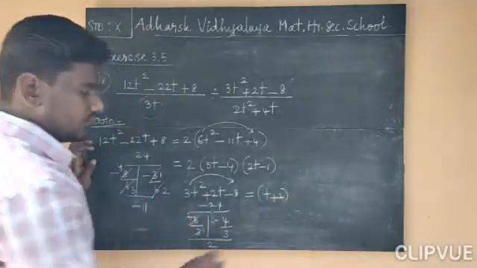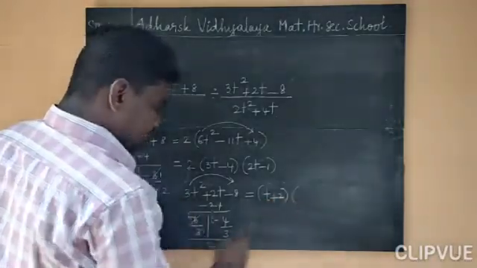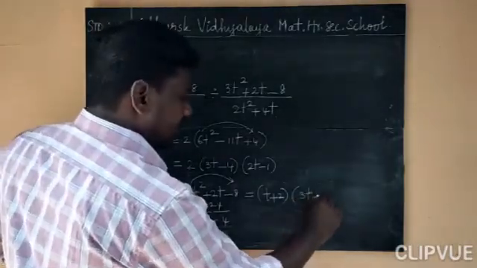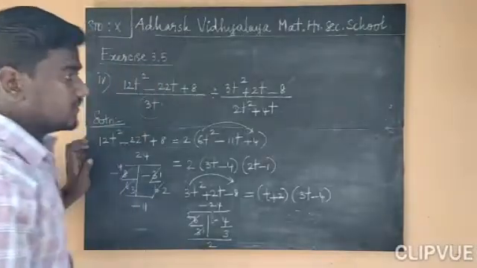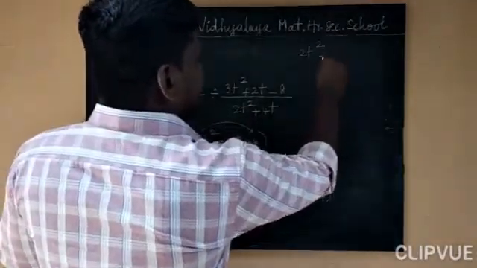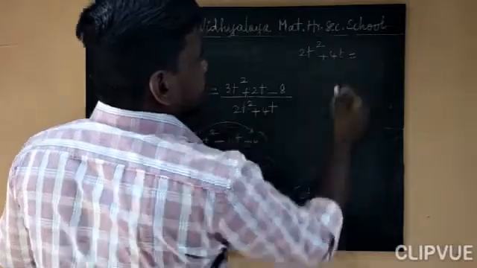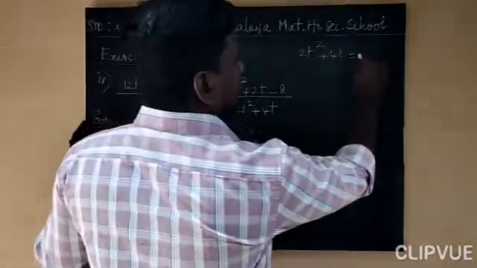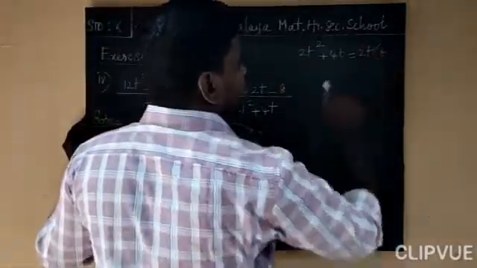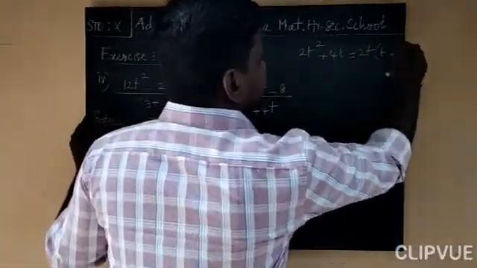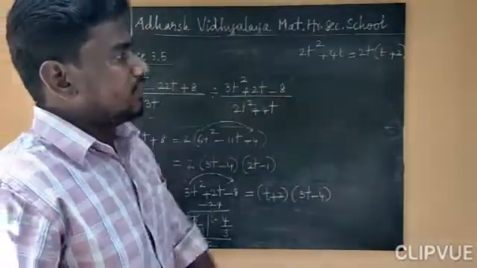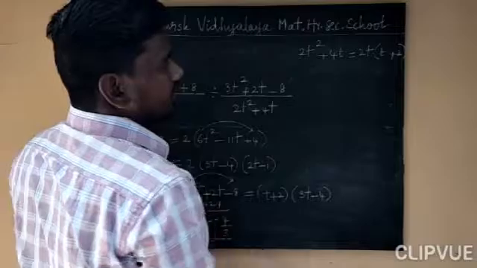T plus 2. And this one, 3 into variable t minus 4, 3t minus 4. And this one, 2t square plus 4t. Here 2t is a common factor. If you take the 2t out, what do we have here? 1t will be there plus 2, t plus 2. So 2t into t plus 2. These are the factors of this quadratic polynomial.